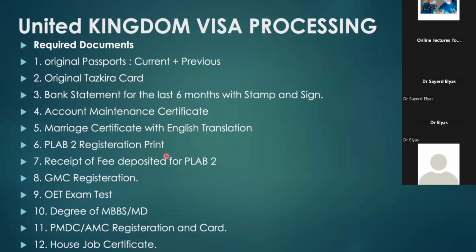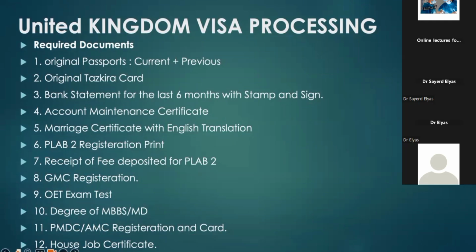PLAB 2 registration print, which you will receive from the GMC, a receipt of the fee deposited for PLAB 2, which will also be issued to you through an email by the GMC after you book a PLAB 2 seat for yourself in the GMC online account. Okay, you have to show your GMC registration as well. You have to upload your OET exam test as well. You have to show all your medical documents, including MBBS, your registration with the PMDC or the AMC, your house job certificate as well.